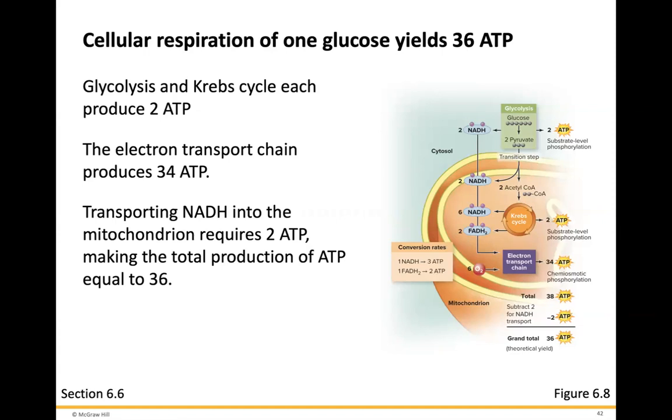Transporting of NADH into the mitochondria does require 2 ATPs, and that's why you only produce 36 instead of 38 in eukaryotic cells. There is no mitochondria in prokaryotic cells, so this last step right here does not occur. So instead of using these 2 ATPs, they get tacked back onto your total for a total of 38.